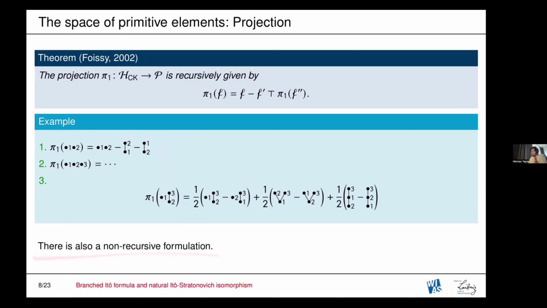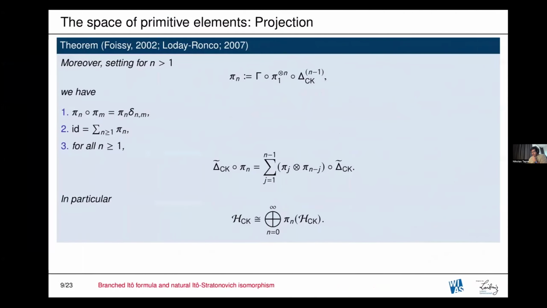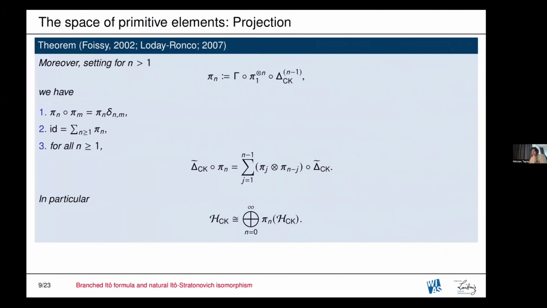And there is also a non-recursive formulation of this pi1, which is just by unraveling this recursion. It can be done explicitly. Right, so why is this nice? It's because it somehow formalizes what I was saying before, that you can decompose the Connes-Kreimer Hopf algebra in terms of iterated integrals in the following way.